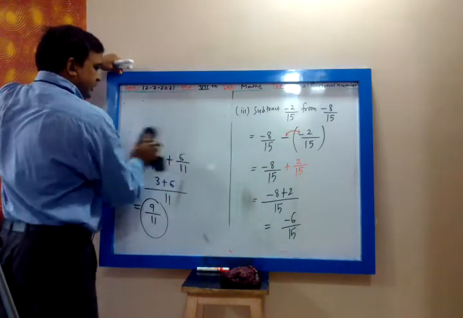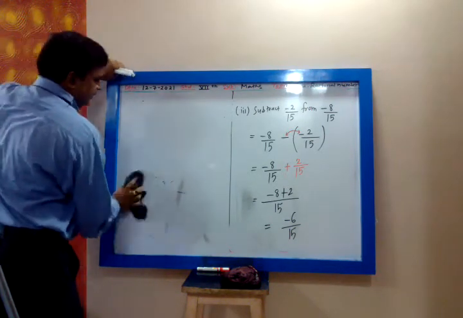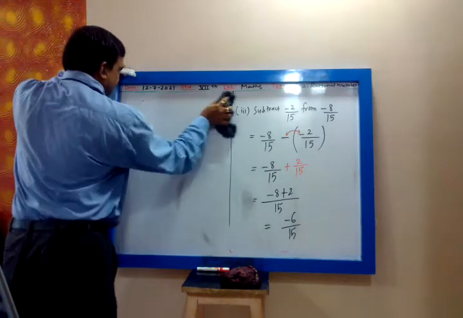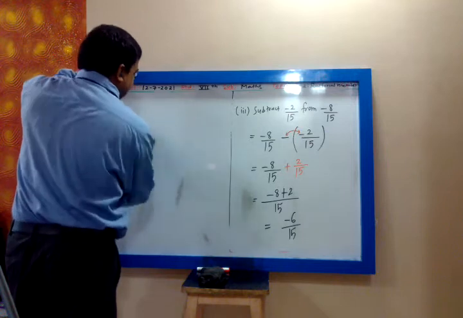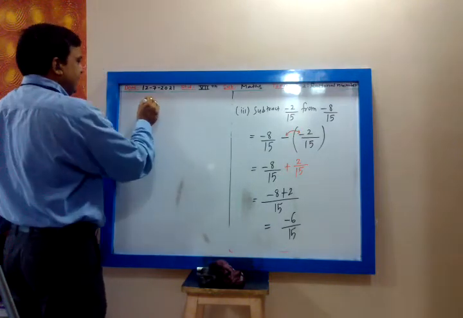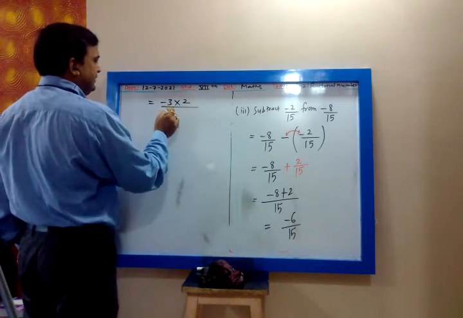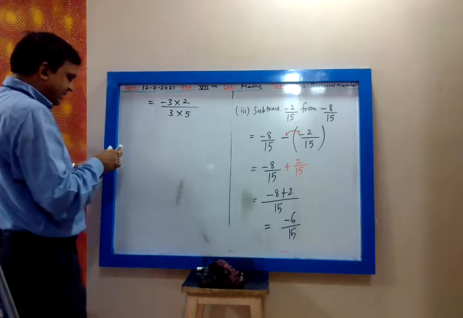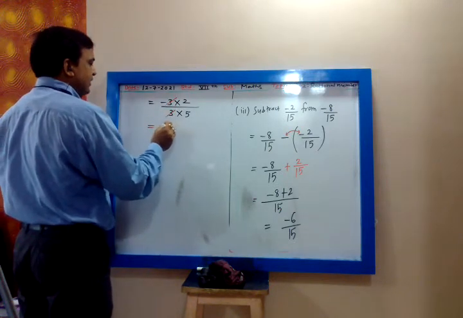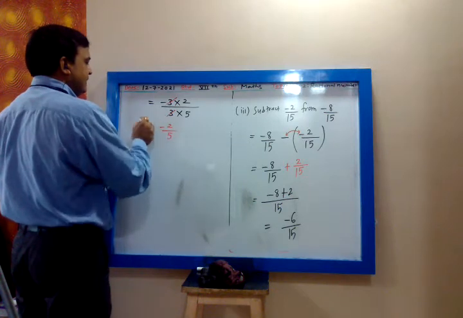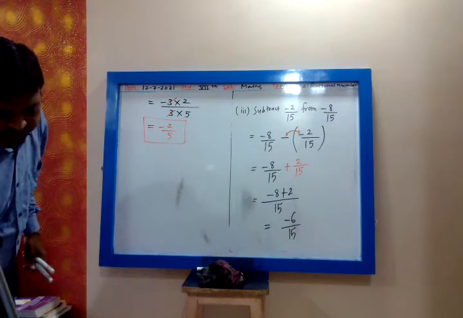Your rational number should be in the lowest term. So minus 6 upon 15, we can cancel. 6 I can write 3 2s are 6, and 15 I can write 3 5s are 15. Now 3 get cancelled. Answer is minus 2 upon 5.